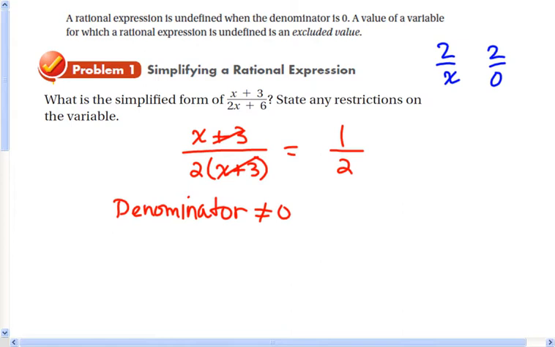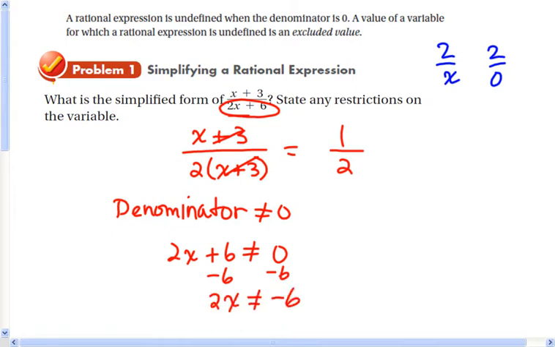So we're going to look at this 2x plus 6 and make sure it doesn't equal 0. And the way we're going to do that is just solve this. So that means not equal to 0. But we can solve it just like an equation. Subtract 6 from both sides. We get 2x is not equal to -6. Divide both sides by 2 and we get x is not equal to -3.